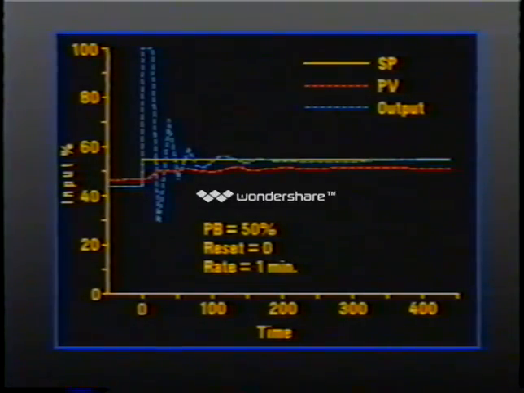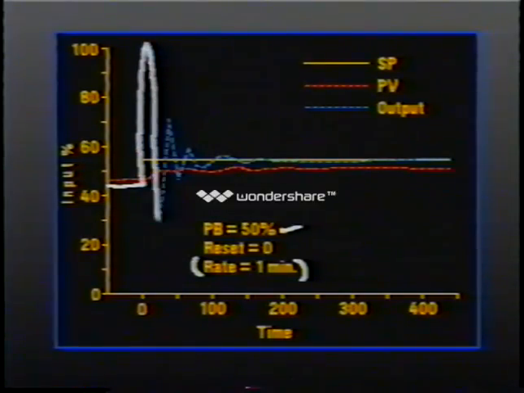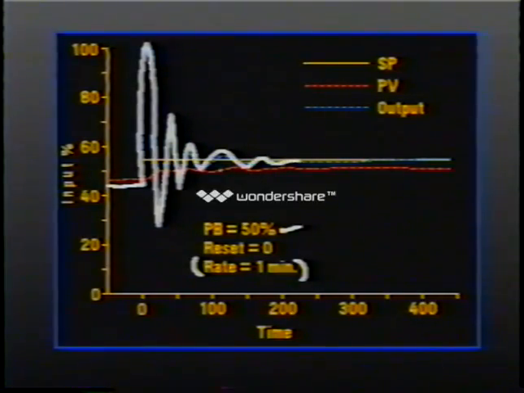Now we add a 1-minute rate setting to go along with our 50% proportional band. Right away, we get that large controller spike that goes along with a step change in input. After several controller oscillations through the set point, it is apparent that the process variable still will not reach the new set point.